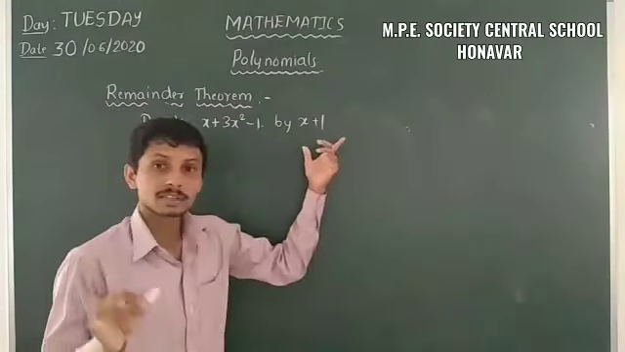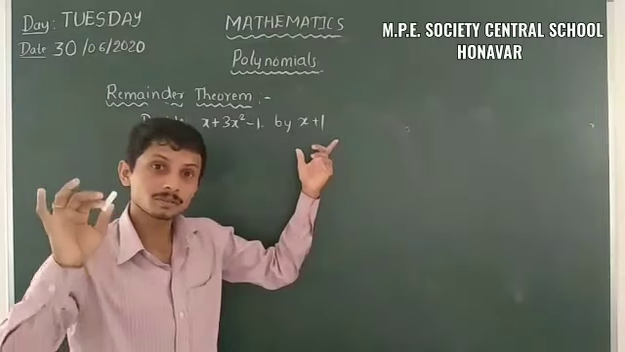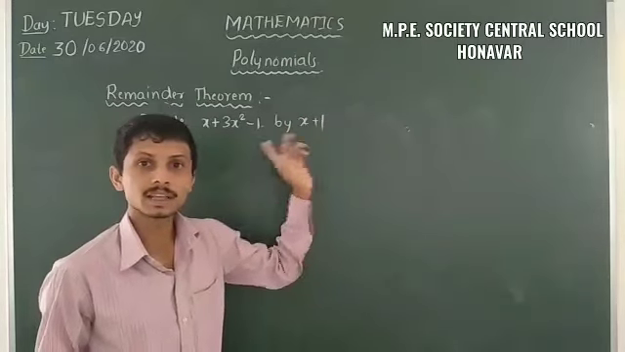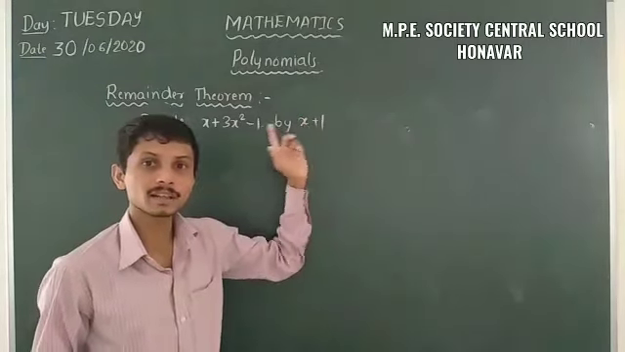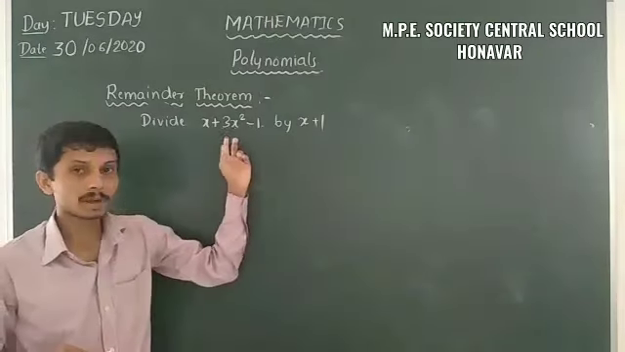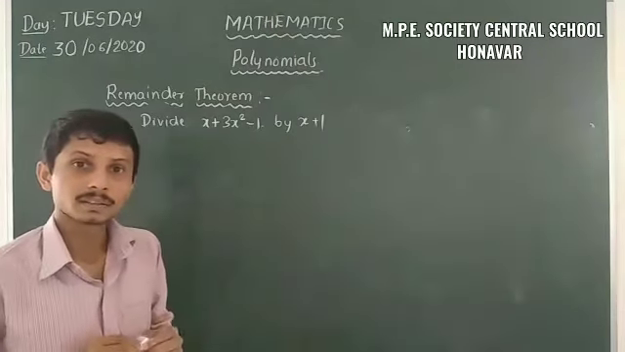So there must be a condition that we must take the divisor as a linear polynomial. It's a linear polynomial. We have to take x plus 1 as the divisor and x plus 3x square minus 1 as the dividend.